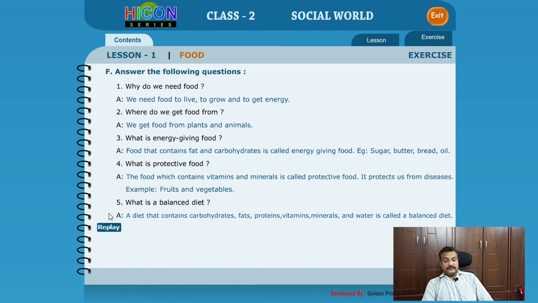What is energy giving food? Food that contains fat and carbohydrates is called energy giving food. Example, sugar, butter, bread, oil, etc. What is protective food? The food which contains vitamins and minerals is called protective food. It protects us from diseases. Example, fruits and vegetables. What is a balanced diet? Question number 5. A diet that contains carbohydrate, fat, protein, vitamin, minerals and water is called a balanced diet. Right? So now you have 2 minutes to look at these questions and answers.